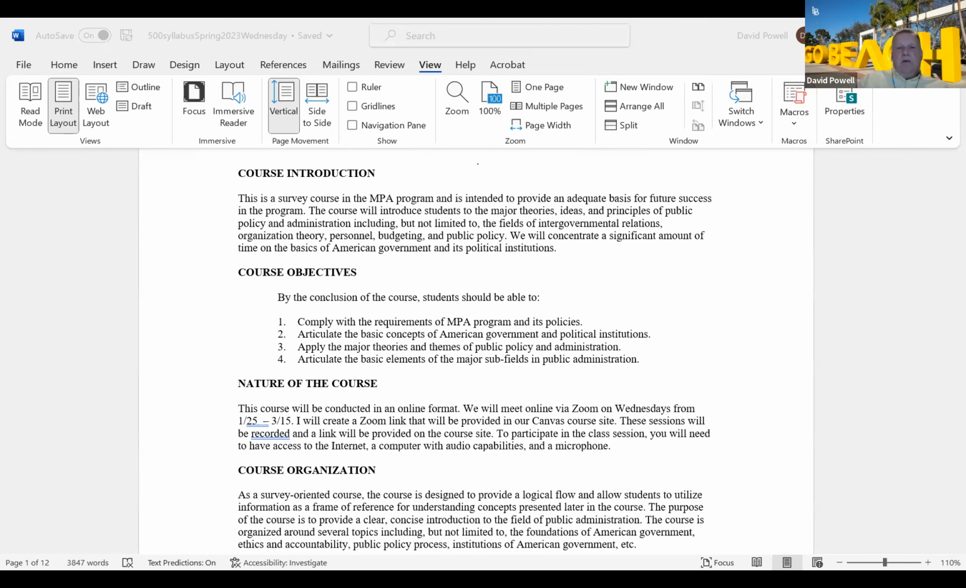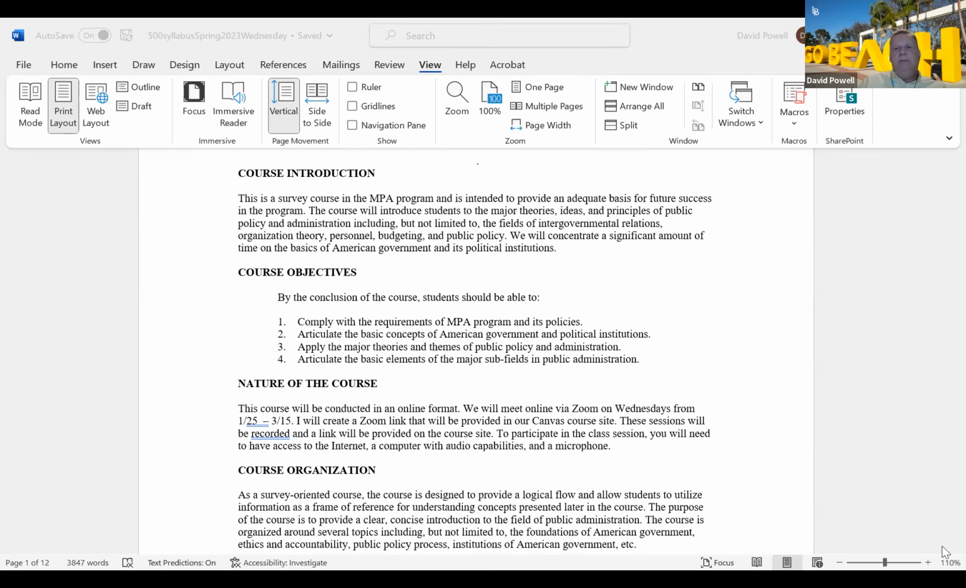All right, then the final one, articulate the basic elements of the major subfields in public administration. In this program, we have 5 core content areas. We have budgeting and finance, human resource management, organization theory and behavior, policy analysis, and research methods, otherwise known as, we call it, program evaluation. And so those are the 5 basic core content areas that you'll be taking your required courses in, and hopefully will give you a little insight into some of the things that you will be learning across those 5 core content areas.